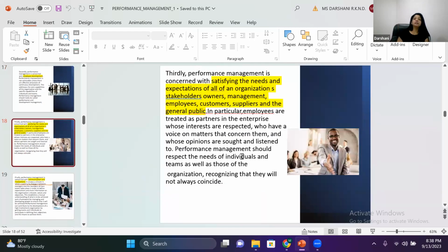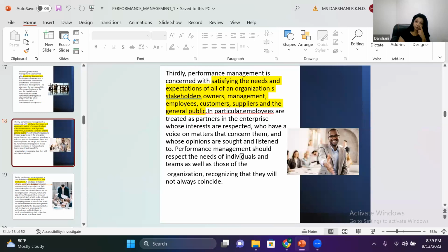And satisfying the needs, the next one. There are 4 things that we are highlighting under the purpose of performance management. Simply, when I ask you what is performance management, or to briefly explain performance management, you can still use all these 4 combined and give your answer, right? So the next one is what? Satisfying the needs and expectations of organizational stakeholders.